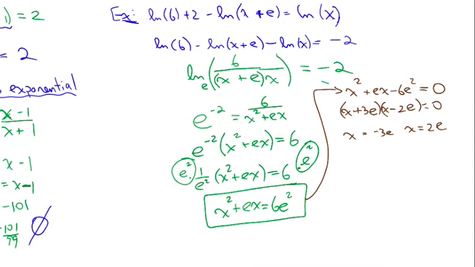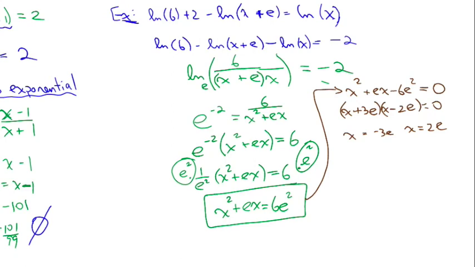Are both of them my answers? Neither of them my answers? Or only one of them my answer? I don't know. You tell me. Remember, it has to go back to the original equation and actually work. So if I take 2e, more than likely it's going to work. What about negative 3e?